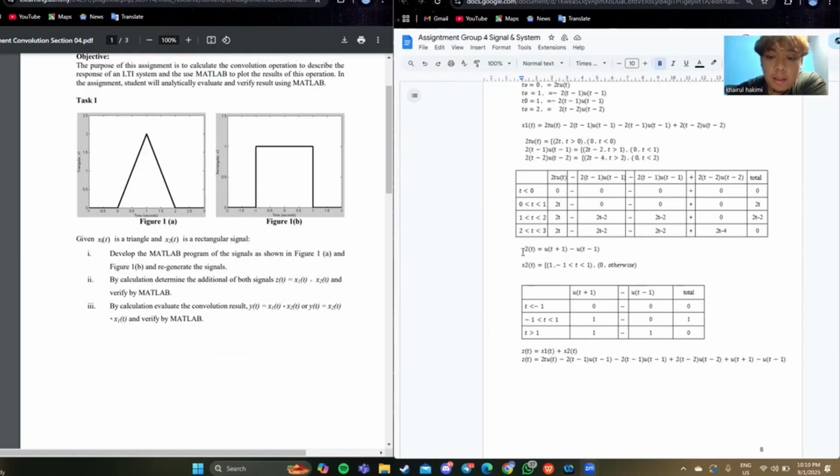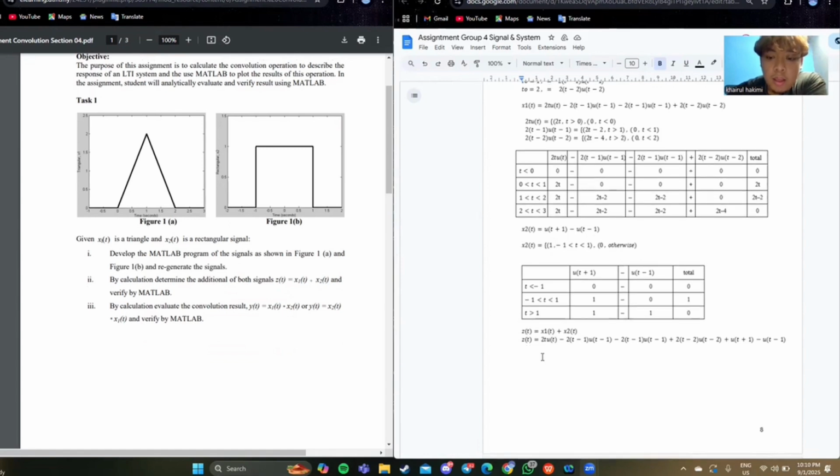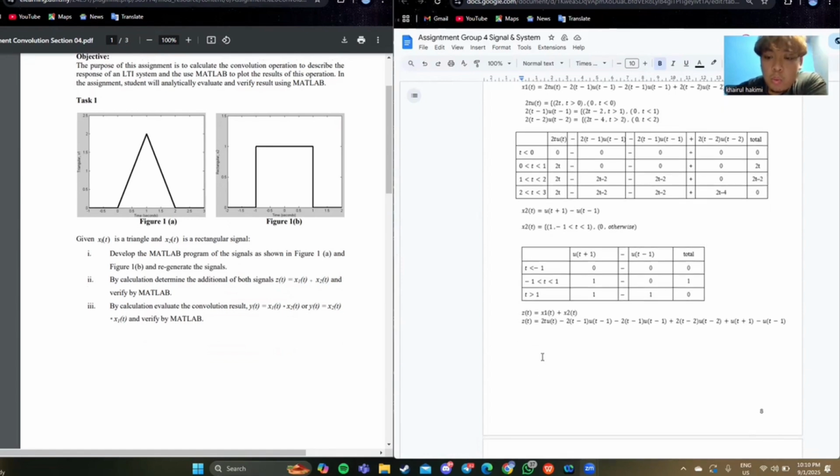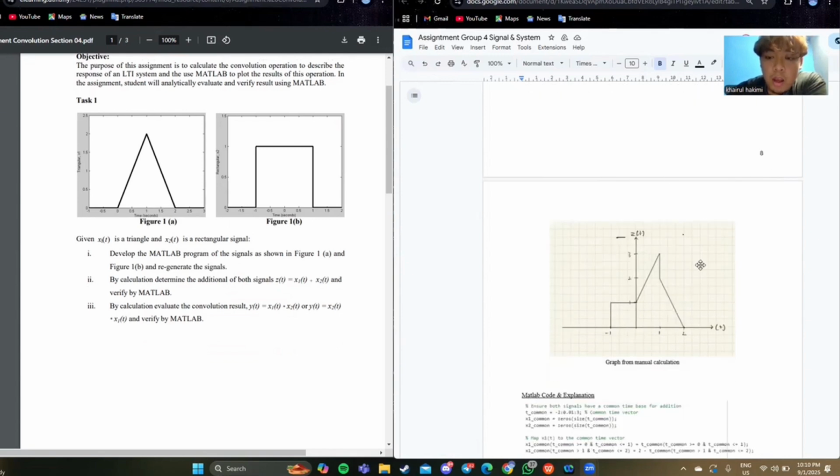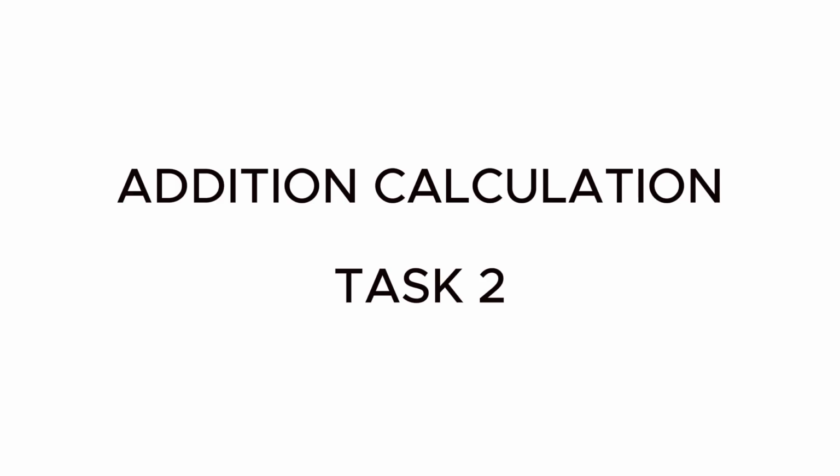We want to get z(t). z(t) is equal to x1(t) plus x2(t). So we just combine both signals x1(t) and x2(t) into one expression to get z(t). And then for the graph, we have a graph like this diagram.